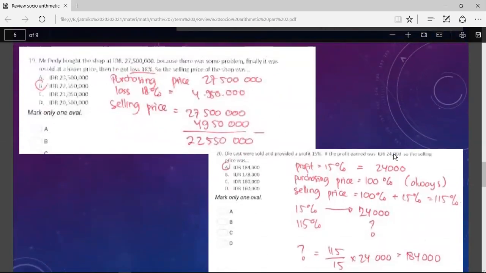Okay, we move to number 19. So here, if you want to buy a shop or store, the price is 27,500,000 rupiah. But then, because of something that happened, he has to sell it, and he got a loss of 18%. So you can find the 18% from the first price, 18% of 27,500,000 rupiah. It is 4,950,000.